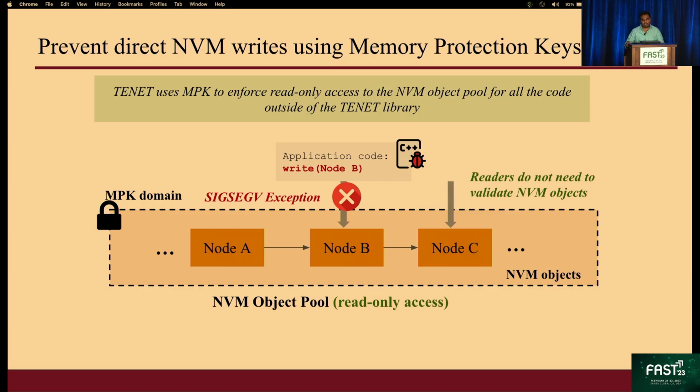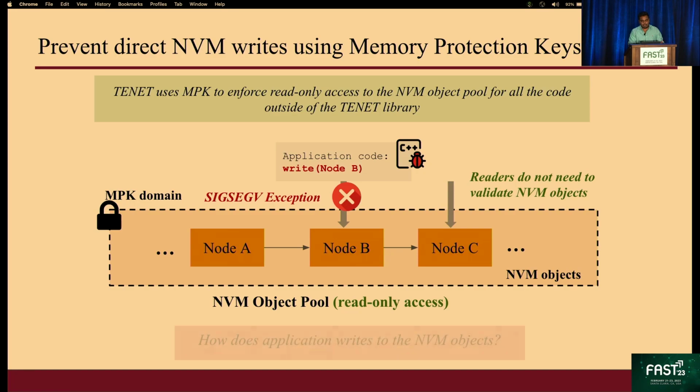This is very important in order to get better performance, because prior works suffer from high performance overhead since they need to check every single NVM access to see whether the object they read is a valid object or a corrupted object. In our case, since NVM is read-only, we don't need readers to perform such checks.